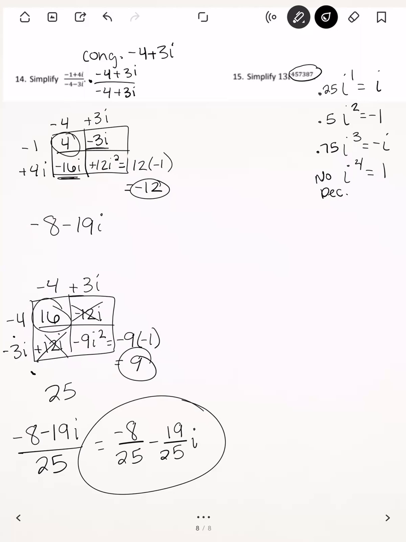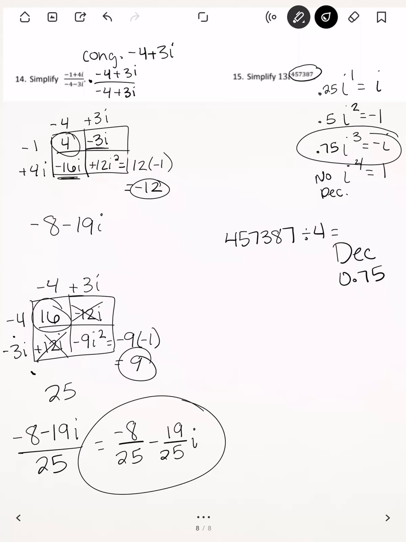Okay, so let's take this really big number, 457,387. We're going to divide it by 4, and all I care about is the decimal. The numbers in front of the decimal don't make a difference to me. They don't mean anything to me. All I want to know is the decimal. So when I do this, my decimal is 0.75, which means that that equals negative i.